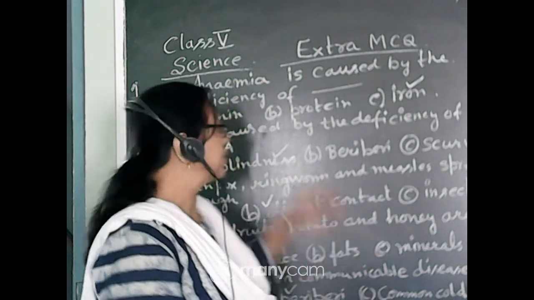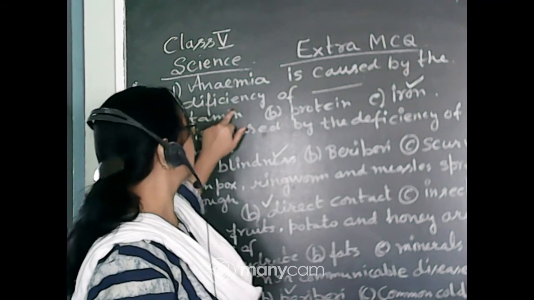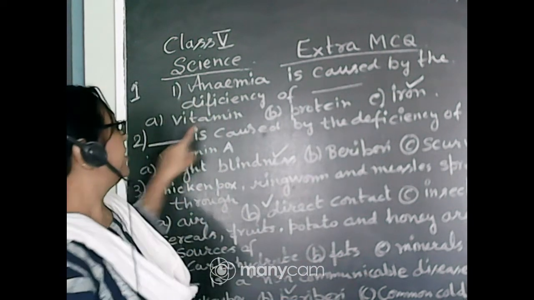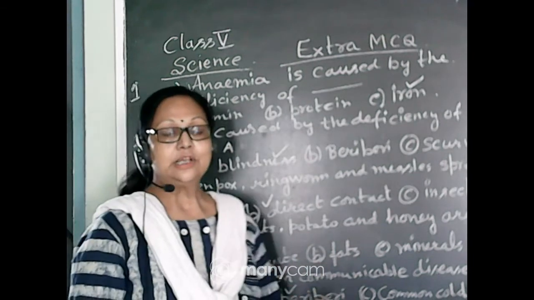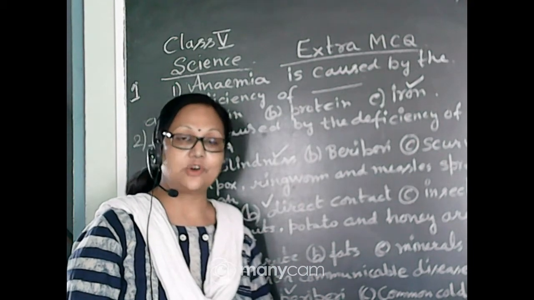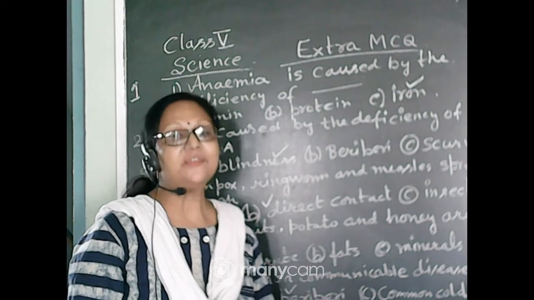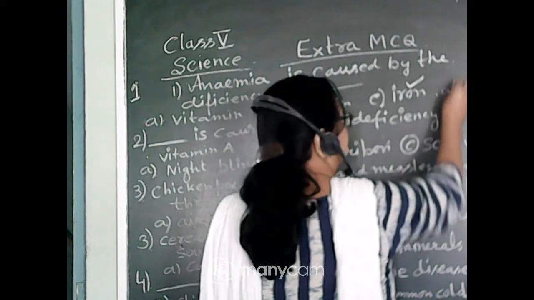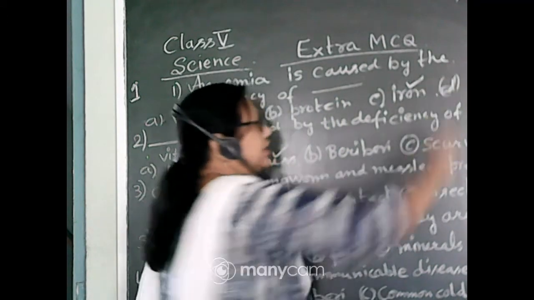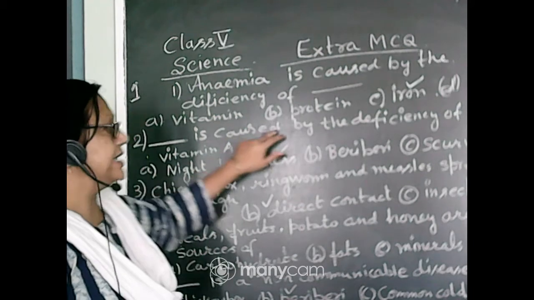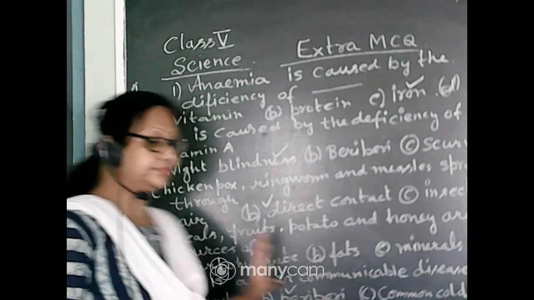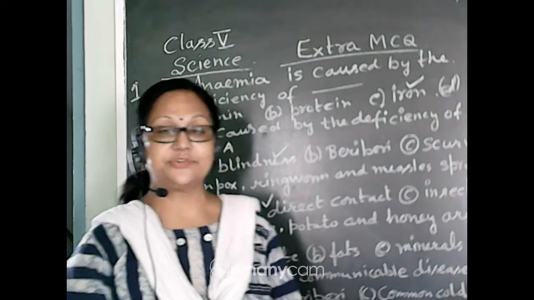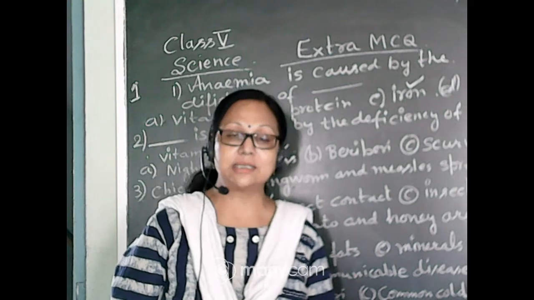So this is the very first question. Anemia is caused by the deficiency of what? There are three alternatives given here: vitamin, protein, and iron. We know anemia is always caused by the deficiency of iron, so we will tick iron. Maybe a fourth option is there, none of them or anything else, and you can go for the fourth option also. But since the board is very small, I have given only three options. Out of three, you have to choose one. So the answer is iron.